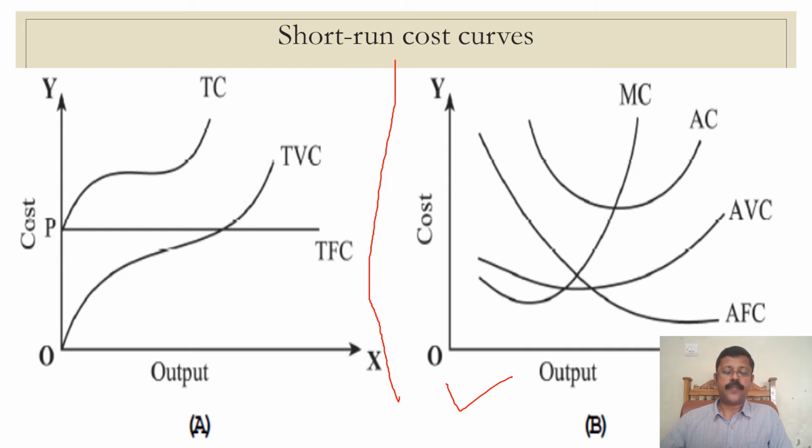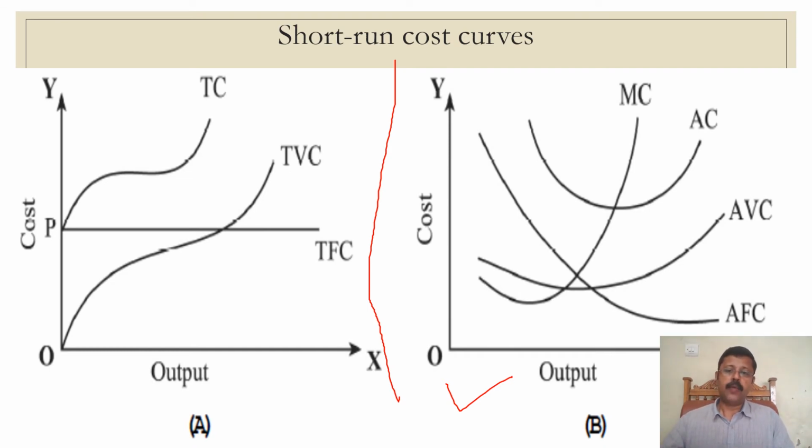Now, what about average fixed cost? As output increases, it will continuously decline. What about average variable cost? Average variable cost is initially high, but it declines, and later it starts to increase. So if you increase the output beyond a point, the average cost will increase.